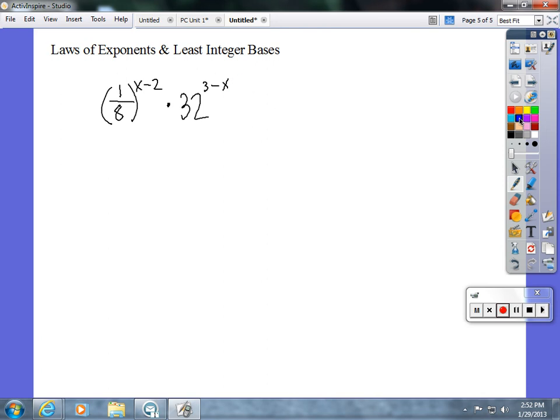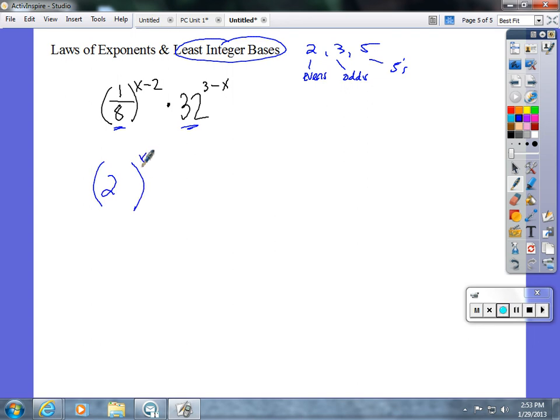First of all, the first step is, we have 3 least integer bases that we use the most: 2, 3, and 5. Remember, 2s are evens, 3s are odds, 5s are 5s. In this case, we have evens. So I'm trying to write 1/8 with a base of 2. Nothing else changes. I'm trying to write 32 with a base of 2. Nothing else changes. So 2 to what power gives me 1/8? Okay, is what I'm asking myself.